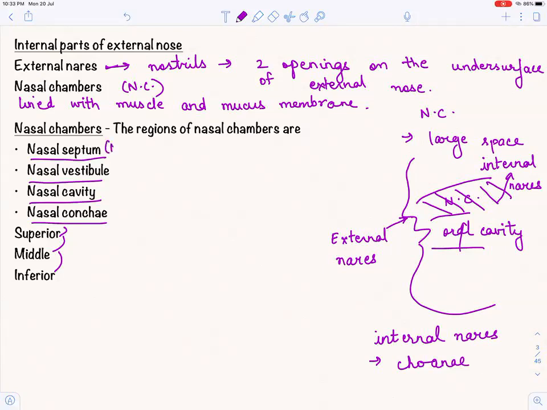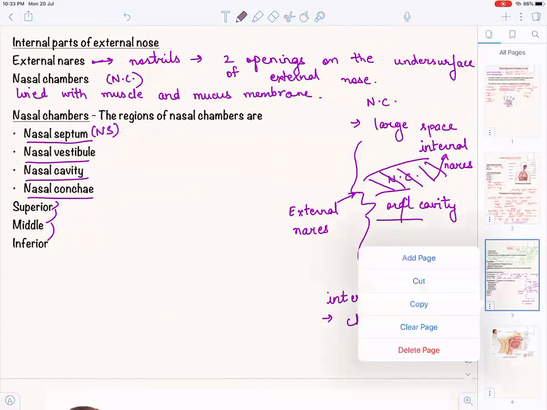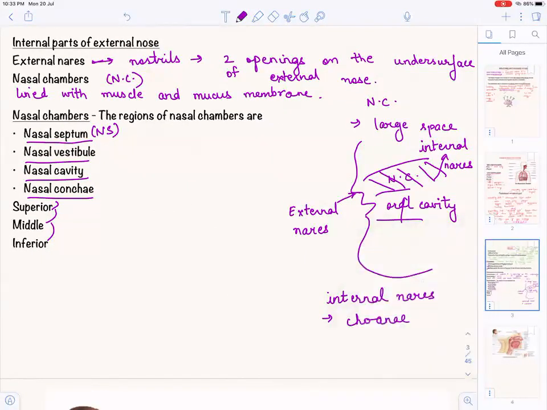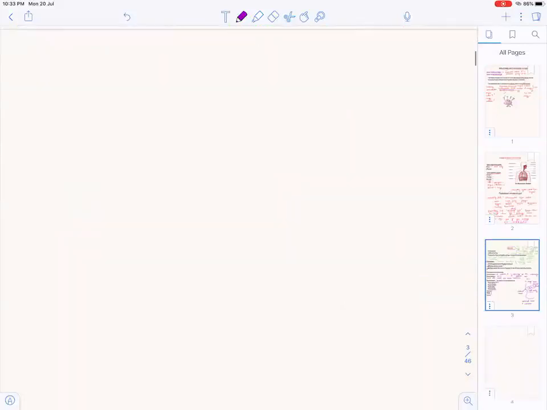What is nasal septum? Nasal septum is a vertical partition. Septum is anything which is dividing. It is always used when there is some partition or some division. So nasal septum is a vertical partition.